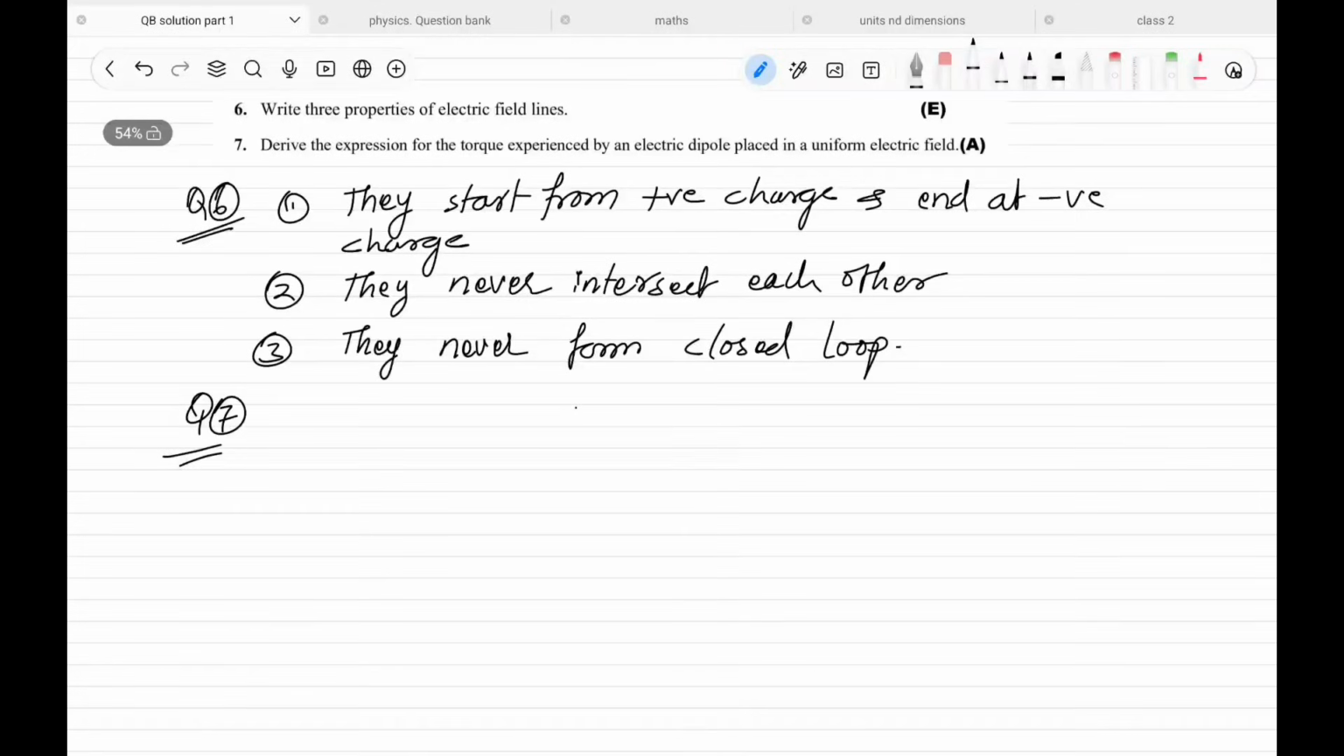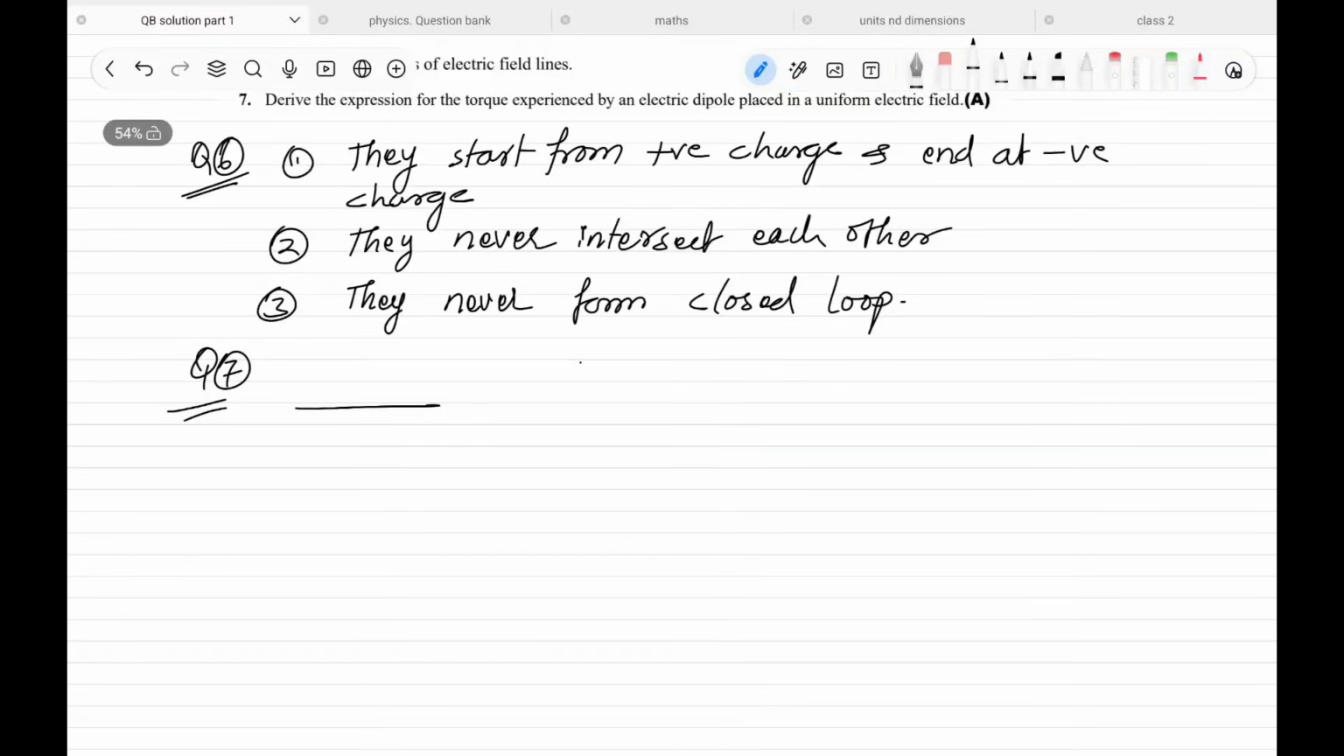Derive the expression for torque experienced by a dipole placed in a uniform electric field. Suppose these are the electric field lines, a uniform electric field E. Here we have placed a dipole. What is a dipole? Two equal and opposite charges separated by a small distance is a dipole. The dipole is placed inside the uniform electric field, with a minus q charge here. This is the distance from the center, d and d.